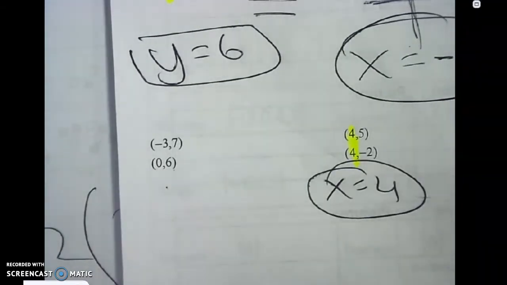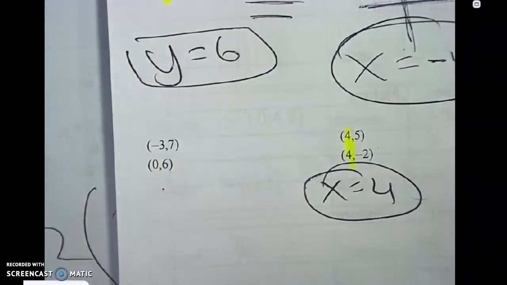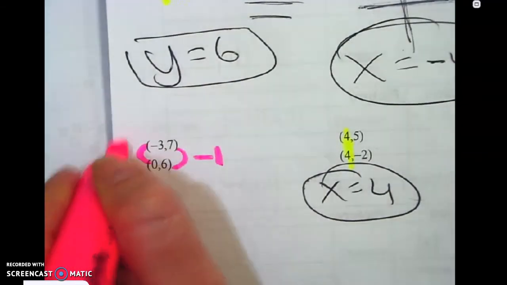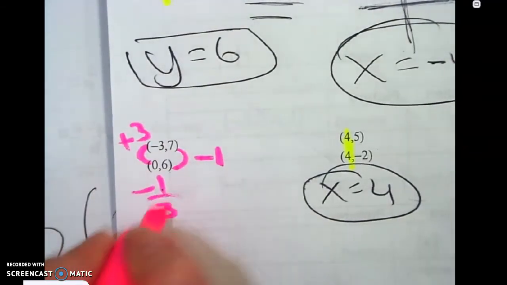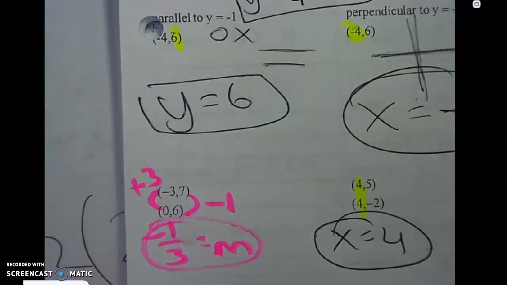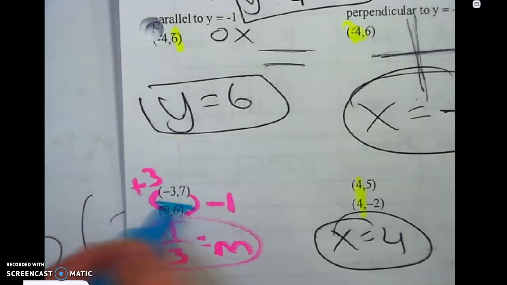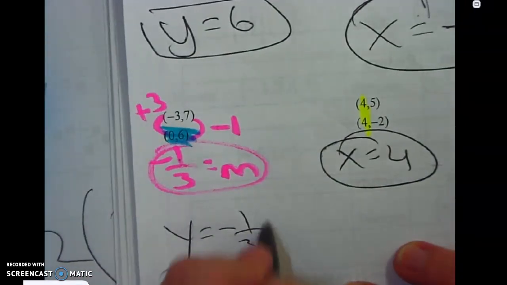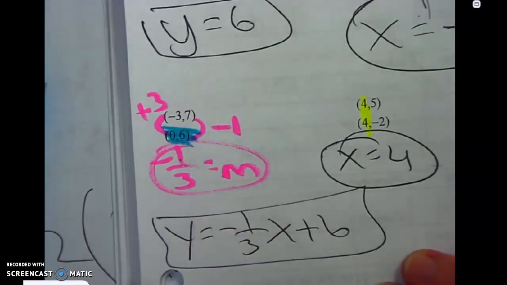Is this a pattern? No, I don't know what the pattern is. If I knew what the pattern was, I could get the answer a lot quicker. So I have to find the pattern. Negative 1/3 is negative 1/3. That's my m. So normally I would have to do my y equals mx plus b, but there's my b right there. Y equals negative 1/3 x plus 6.